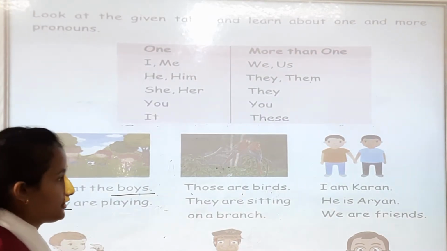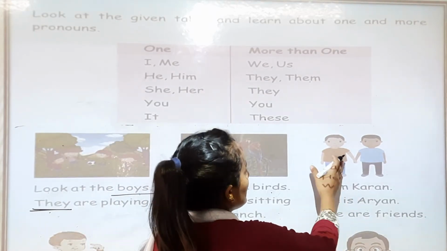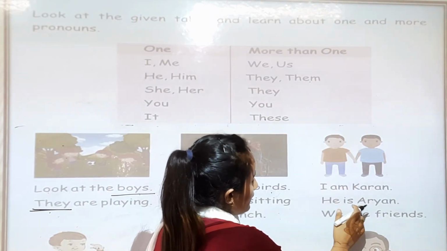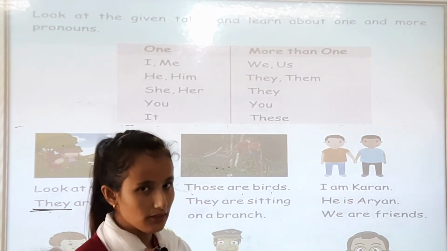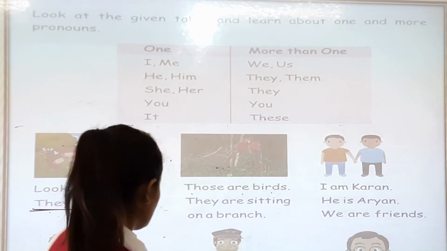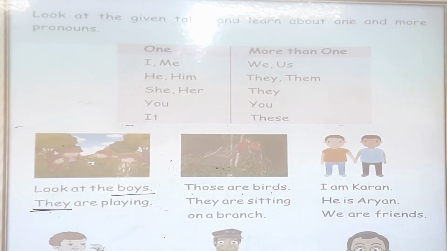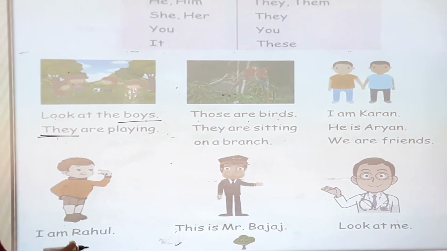Now, I am Karan. Why? Because he is introducing himself. So, I am Karan, he is Aryan, we are friends. So, I am Karan, he is Aryan and we are friends like this. So, I am Rahul because he is single. So, I am Rahul.